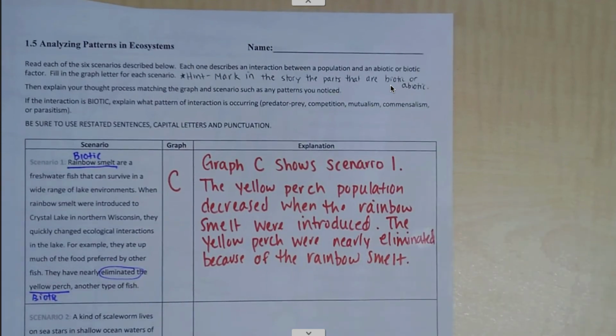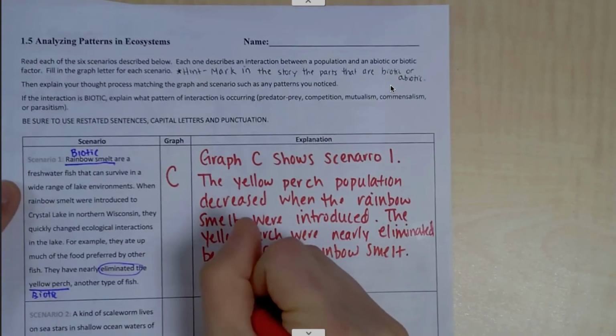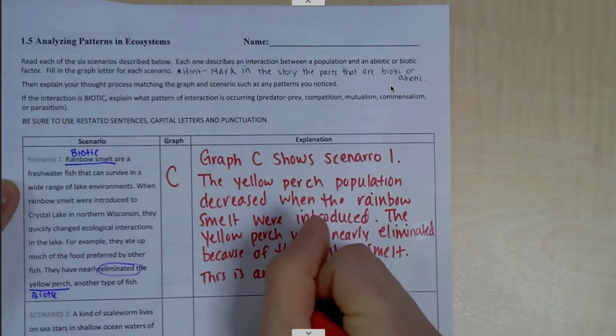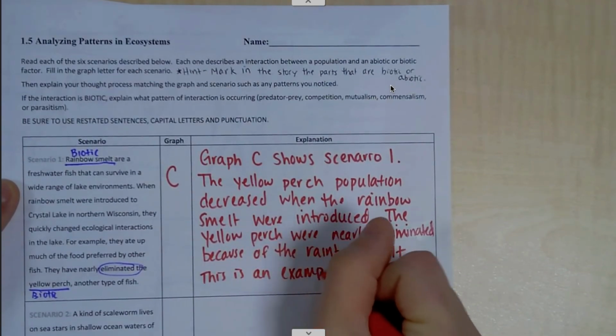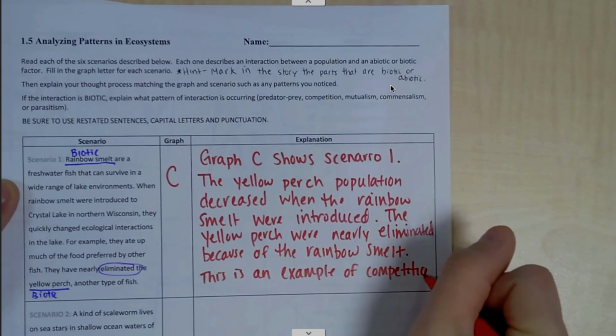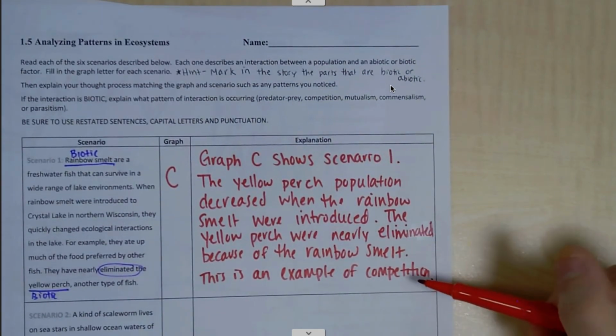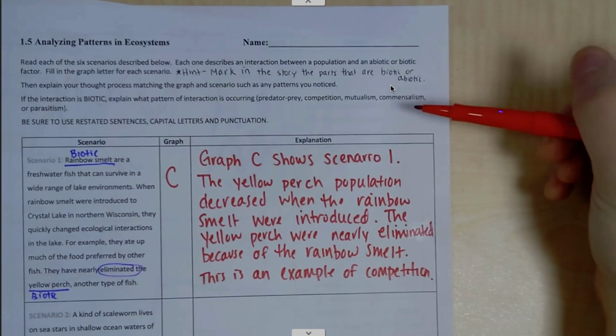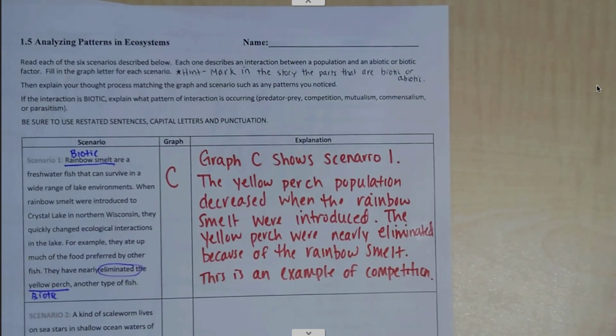And so if we know that they were nearly eliminated because of the rainbow smelt, so that must mean that they're both trying to get the same thing. So we could say this is an example of competition. And remember, you're only writing what type of relationship if it's biotic, meaning if it's population. And you're going to do the same thing for the other 5.